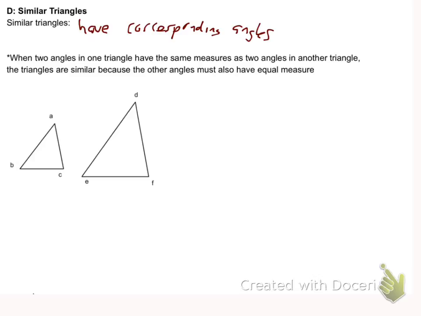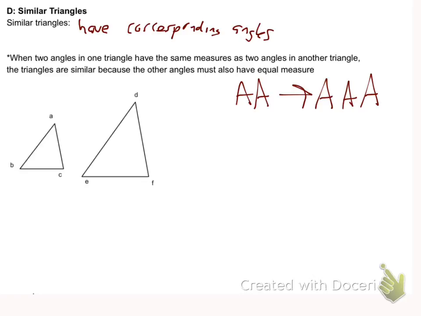We got a little star there. It says that when two angles in one triangle have the same measures as two angles in another triangle, the triangles are similar because the other angles must also have the equal measure. What this is really setting up is that if you know AA, it implies AAA. And when we're talking about triangles, AAA is a very important thing. It basically sets up the fact that you know they're going to be similar.